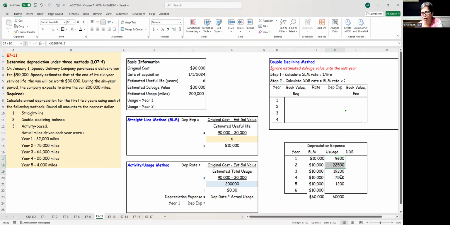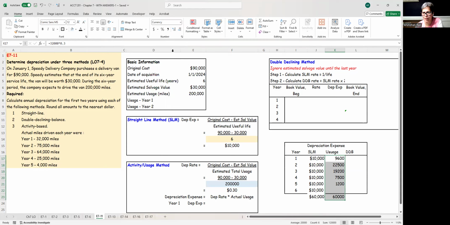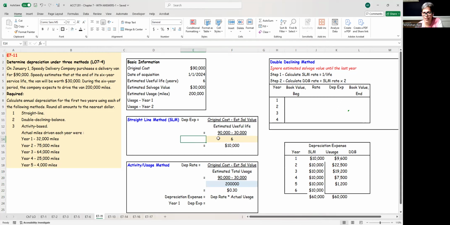So this is not uncommon where you will see the usage is going to tell you that as the asset gets older, I'm going to use it less. It's less likely to be useful moving forward. Okay. Now, both these methods are relatively easy. Numerator: original cost minus estimated salvage value. That's the same in both cases.